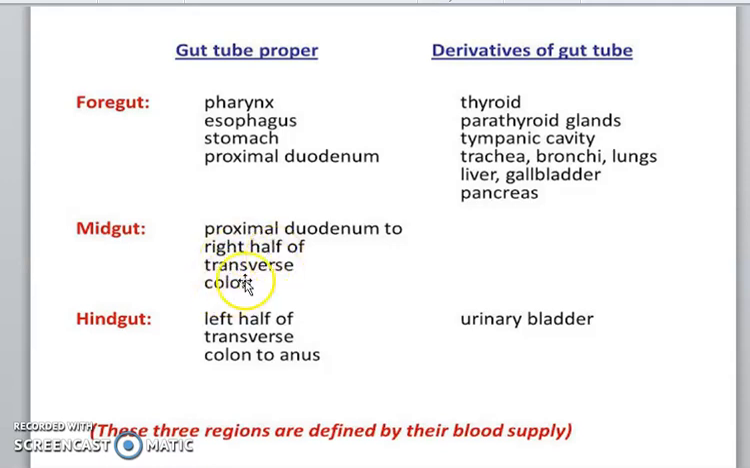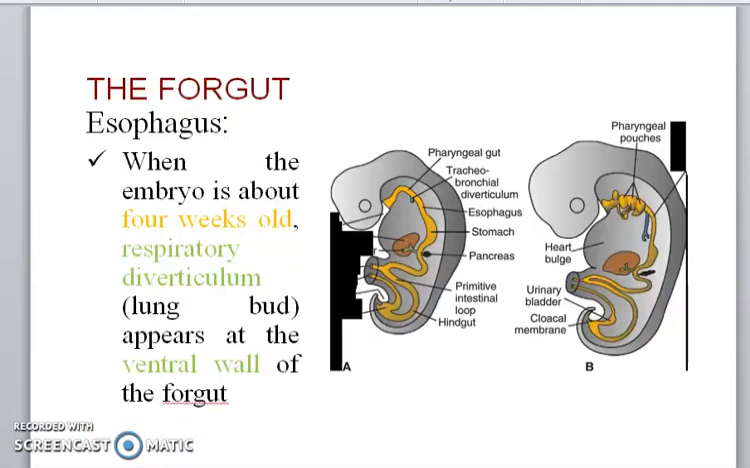Now, the hindgut involves the left half of the transverse colon till the anus, the anal canal. And only one derivative is found here, which is the urinary bladder. Also, please don't forget that these 3 regions are defined by their blood supply. Okay, let's continue. The foregut.